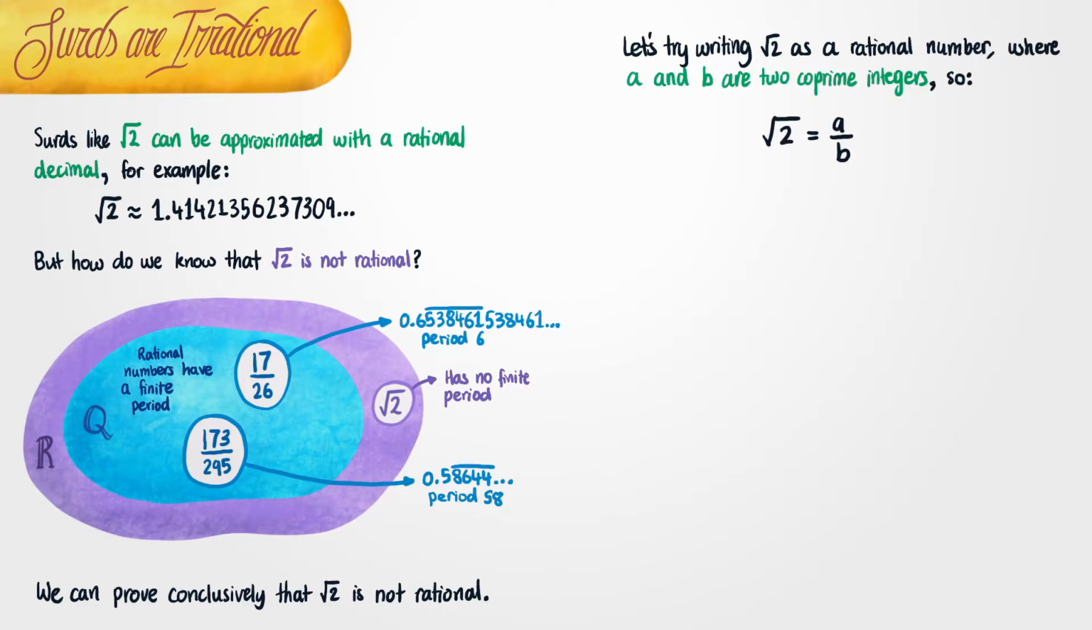So we want to try writing the square root of 2 as a rational number, a over b, where a and b are two coprime integers. Now I'm going to explain what coprime means in a minute, but the whole idea is that we want to find a and b that make this whole equation true.